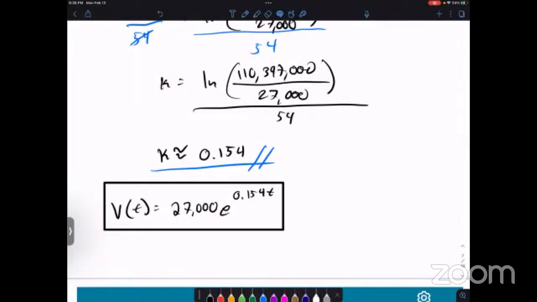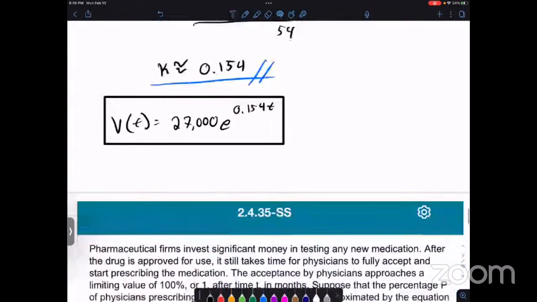Let me see how many more. We might have 2 more. This might be the last one. I think that's the last one. Yeah. Okay, this is the last one because I'm fading.